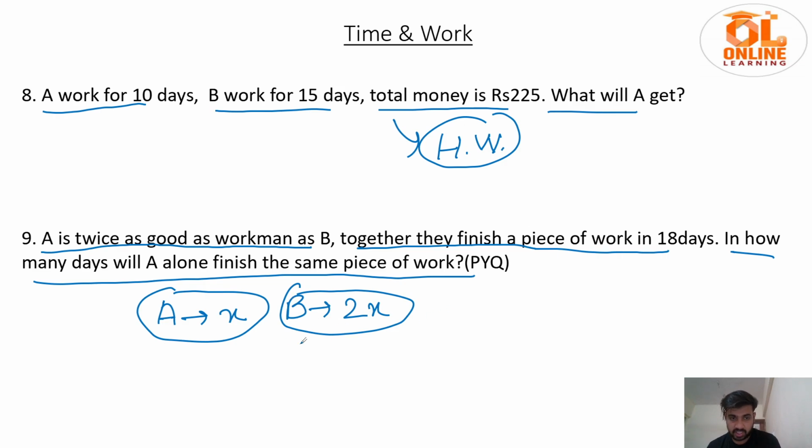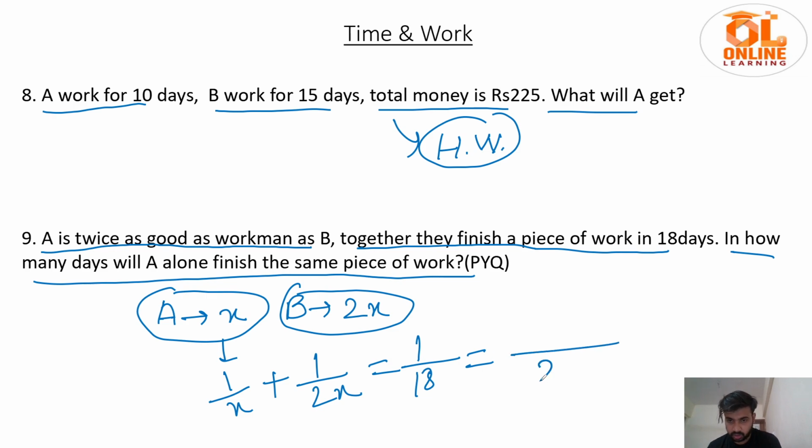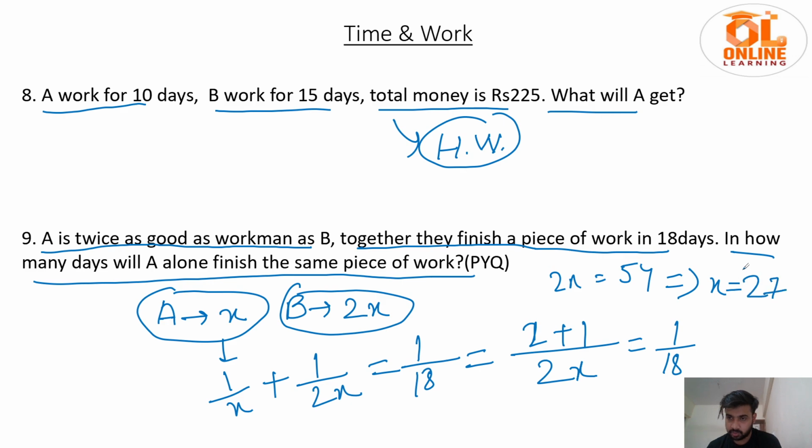So A's 1 day work will be 1 by x. B's 1 day work will be 1 by 2x. And together they complete the work in 18 days, so 1 by 18 per day. Just solve it. 2x will be the LCM, so it becomes 2 plus 1 by 2x equal to 1 by 18. 2x will become 18 times 3, that is 54, so x will become 27 days.